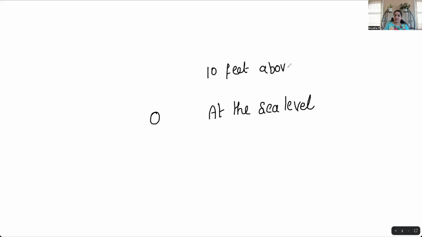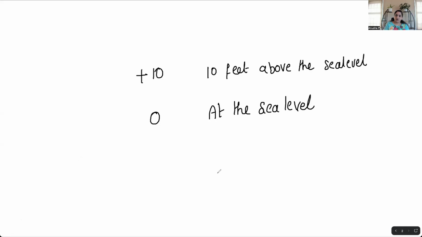For example, if you want to represent the sea level, then you will represent it as 0 at the sea level. 10 feet above the sea level is called +10. Okay, 10 feet above the sea level is represented by +10.